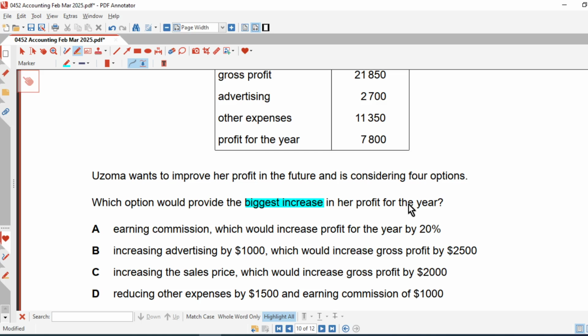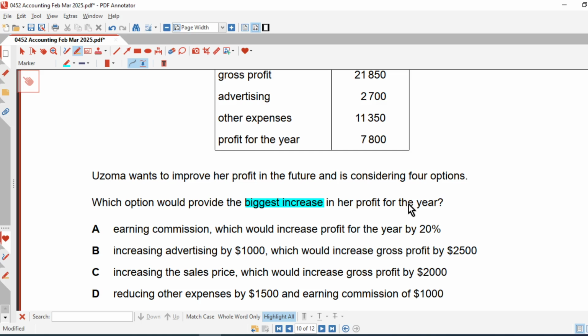Now, a lot of comments, a lot of people are saying that this question was tough because it was out of the ordinary, right? You don't normally see questions like this, giving you the biggest increase in profit. So a lot of people actually found it tough, right? Difficult to answer. But I tell you, among the 35 questions here, this could be one of the easiest ones to score. So to get the biggest increase, we're going to analyze options A to D and look at the effects on profit.